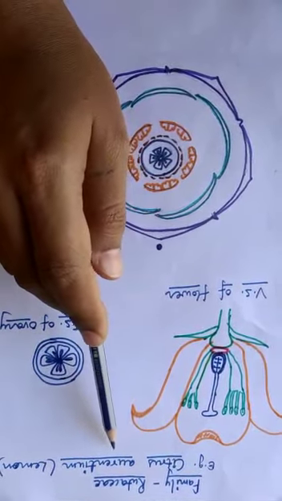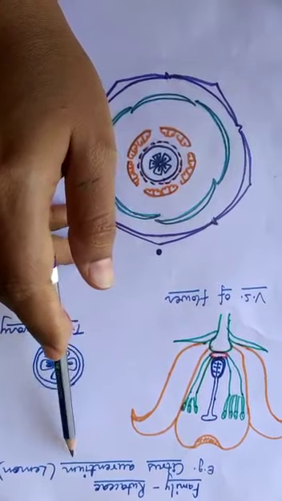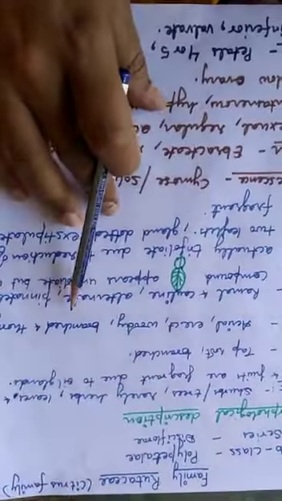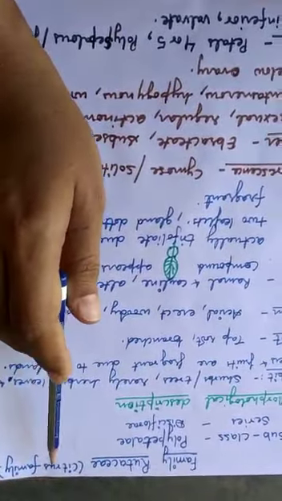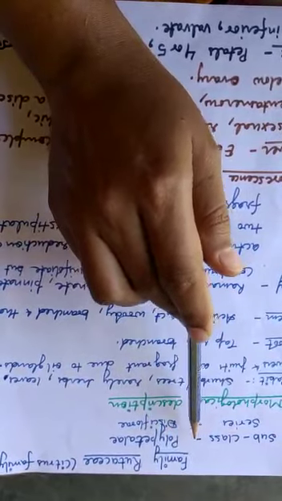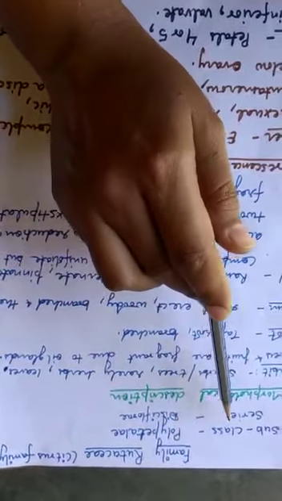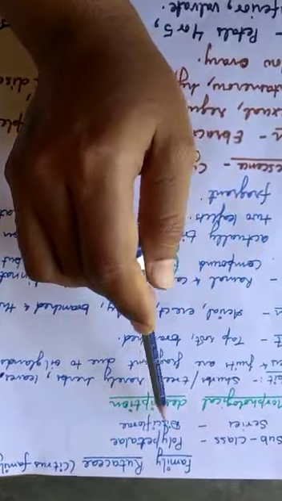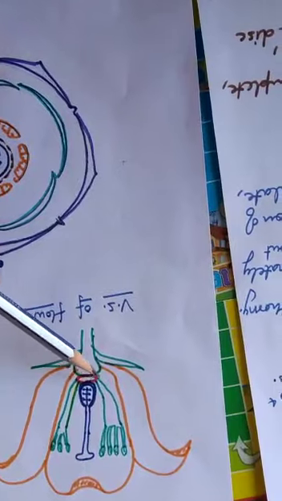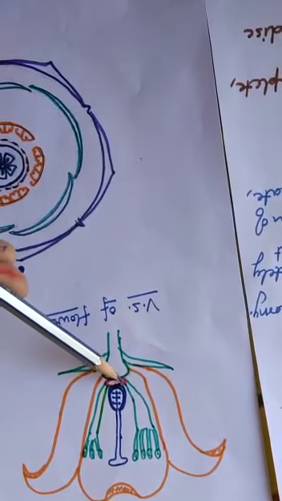In the family Rutaceae, it belongs to citrus plants. It is also called the citrus family. It belongs to class Dicotyledonae, subclass Polypetalae. It means the petals are free, and the series Disciflorae means there is a presence of a disc below the ovary. This red round is showing the disc.